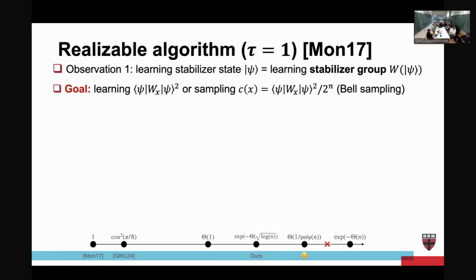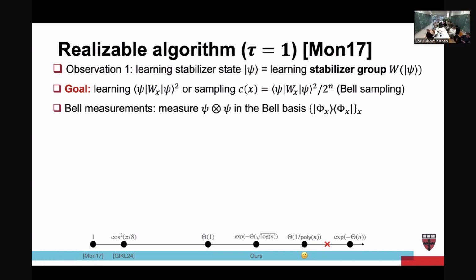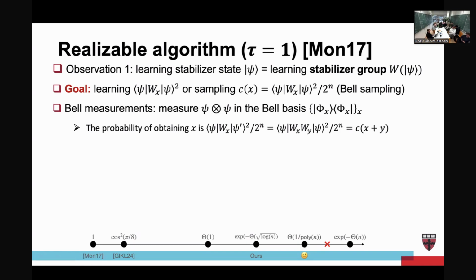So our goal is to sample from this distribution Cx. But how can we sample this distribution Cx? One way, the standard way, is to measure a two-fold state, phi tensor phi, in the Bell basis. If we measure phi tensor phi in the Bell basis, what's the probability of getting a particular x? We can compute it. The probability of obtaining x is roughly |<phi|Wx Wy|phi>| squared over 2 to the n, and the distribution is actually some Cx plus y for an unknown y.